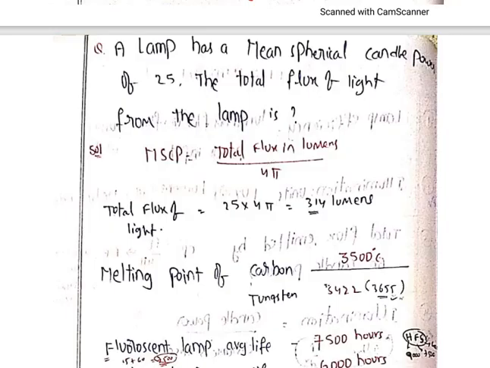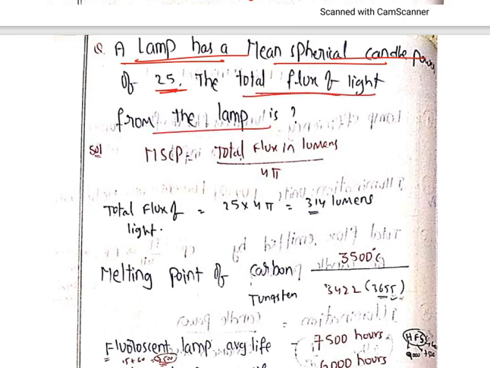Another important model you can see from the previous questions. A lamp has a mean spherical candle power of 25. The total flux of light from the lamp is asked. So when the question is given like this, you have to use this formula: MSCP, that is mean spherical candle power, equals total flux in lumens by 4 pi.